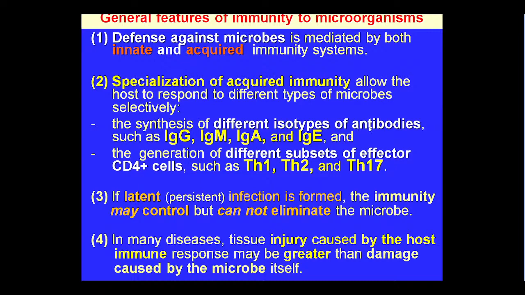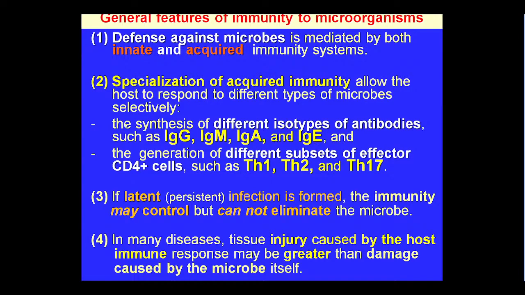For example, synthesis of different isotypes of antibodies, such as immunoglobulin G, M, immunoglobulin A, and immunoglobulin E, may activate protective mechanisms that have different effects on different microbes. For example, helminths are comparatively resistant to immune mechanisms initiated by immunoglobulin G or M. But helminths are very sensitive to responses where the important role is played by immunoglobulin E. Immunoglobulin E causes inflammation and allergy that plays a very important role in the elimination of helminths from the intestinal tract.